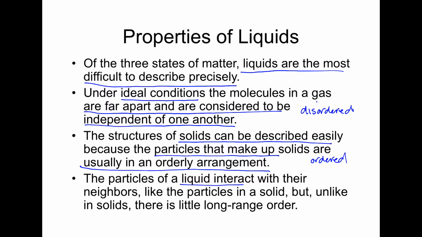So liquid molecules interact with their neighbors, so like the particles in a solid, but there isn't any long-range order. So they're not as ordered as solids, but there's still some interaction. And that means that our liquids are going to have in-between properties of gases and solids. And so they're the hardest to kind of describe very precisely.